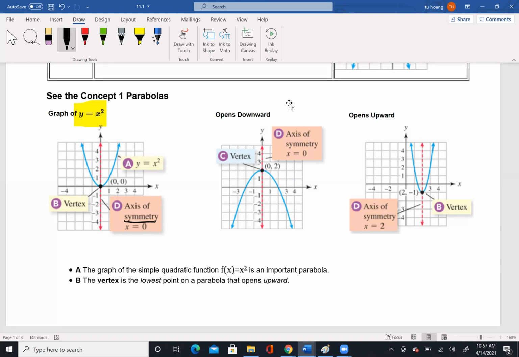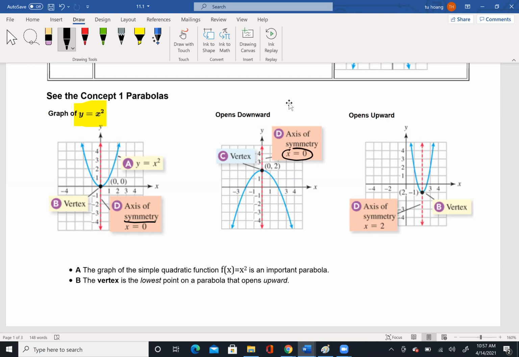And the next one, we have another graph that opens downward and has its vertex at (0, 2), right? And again, the axis of symmetry goes through the vertex, right? It's a vertical line that goes through the vertex, and it's always going to be x equal to the x-coordinate of the vertex.